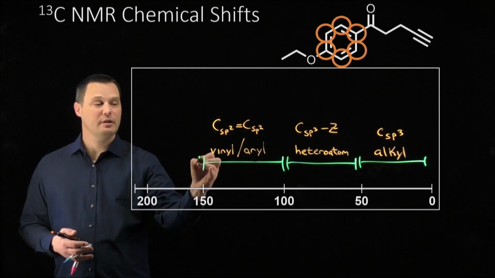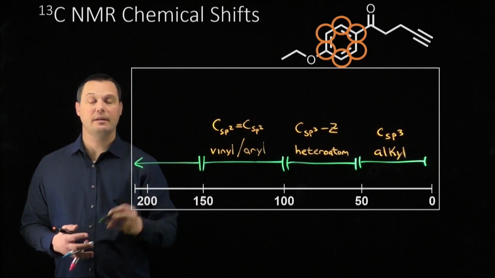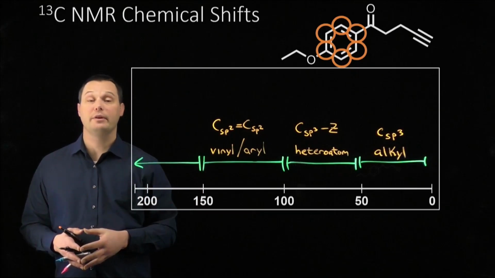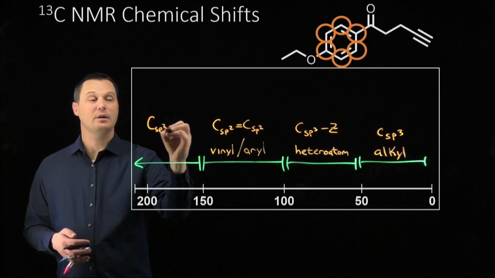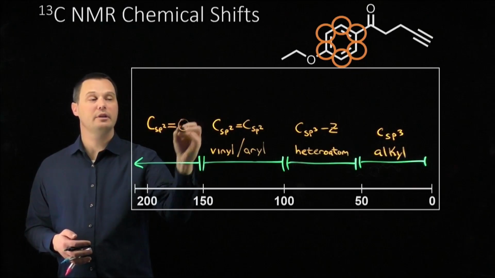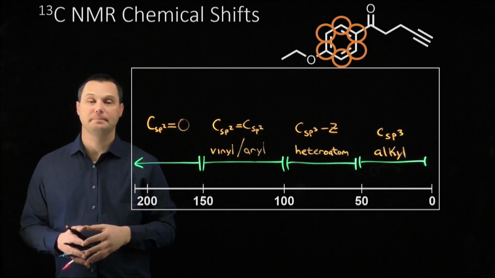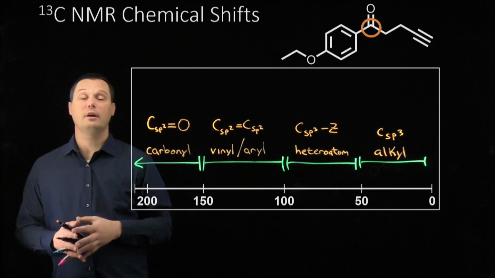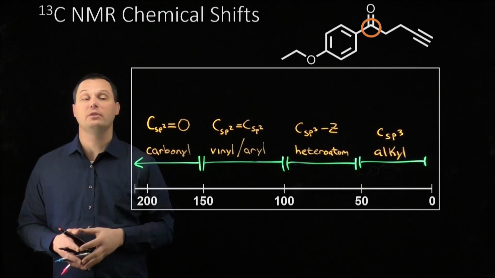The last major region in the carbon NMR is from 150 and above. Any signals with a chemical shift greater than 150 parts per million. These are for sp2 hybridized carbons doubly bonded to an oxygen. Carbonyls. In this molecule up above, there's only 1 carbonyl carbon, so we would only expect 1 signal above 150 parts per million.